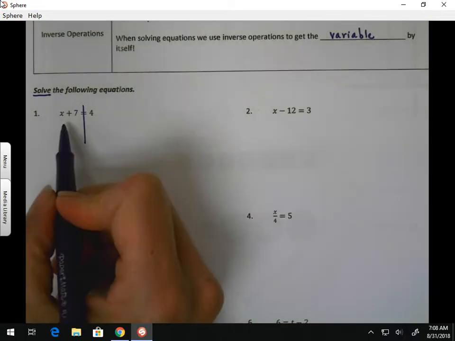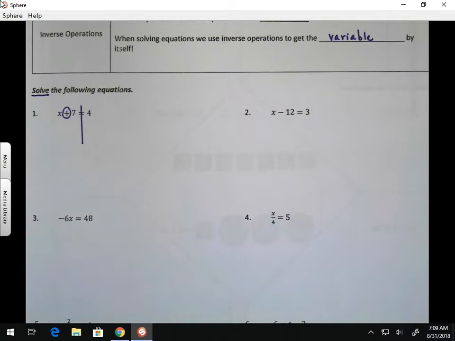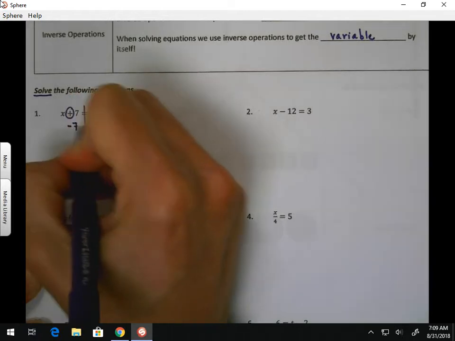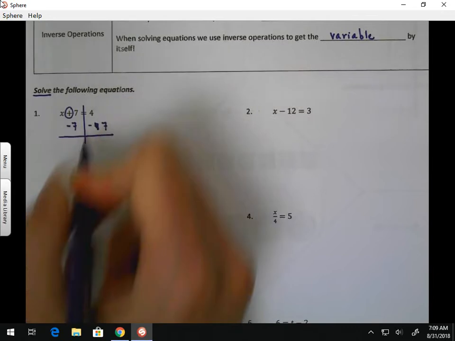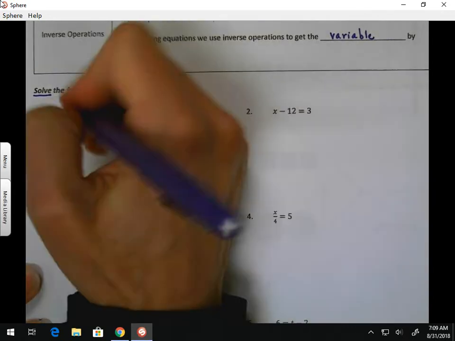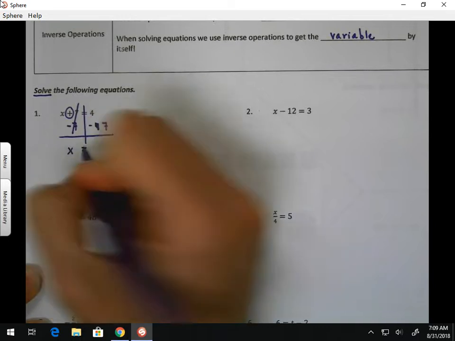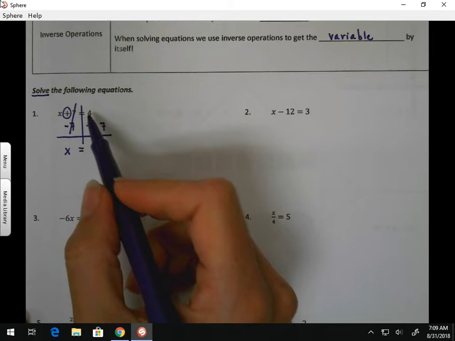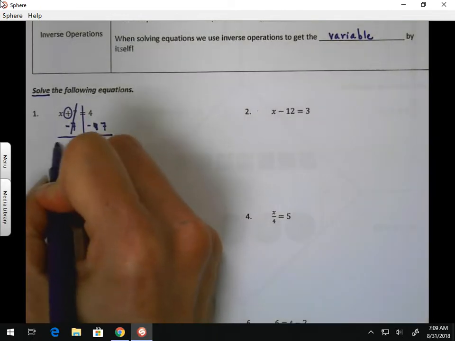Now, on the left side, I notice in this case that my operation is addition. I need to use the inverse operation to get x by itself. So since this is a plus 7, I'm going to subtract 7 from both sides. Now, I know that 7 minus 7 is 0, so this is going to cancel, and I just have x left. I'm going to copy my equal sign. Now, I have to be really careful with my subtraction here. 4 minus 7 gives me a negative 3, and that's my answer.